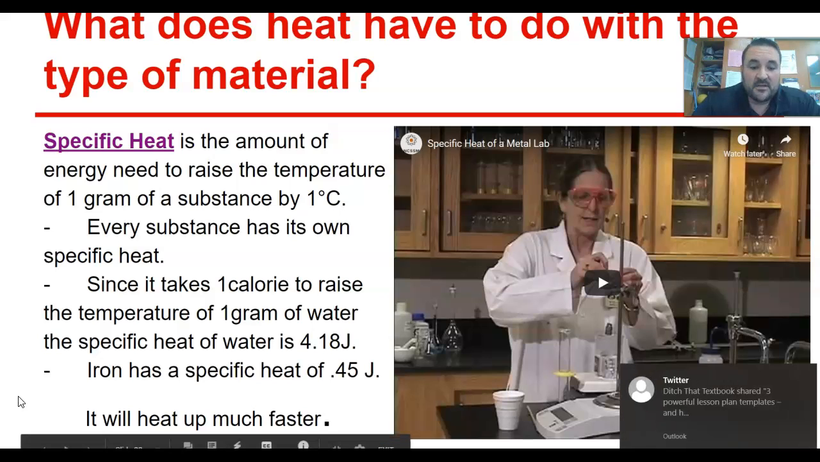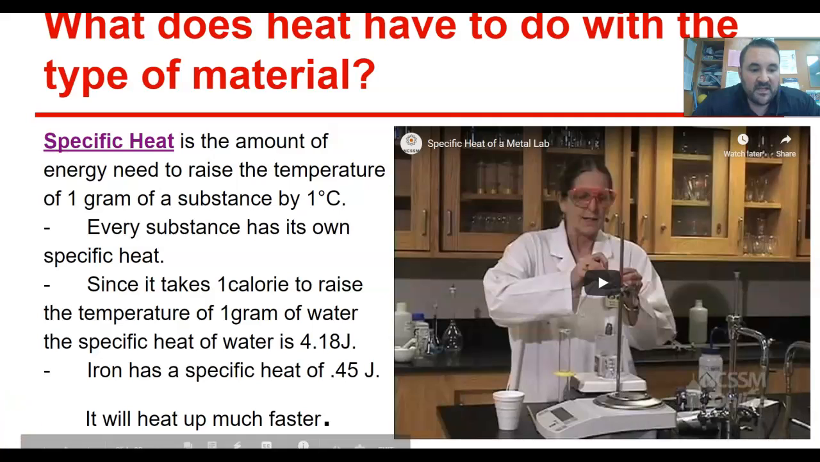If you have a very low specific heat, it tends to heat up very quickly and transfer the heat very quickly. Copper has a low specific heat. Water, styrofoam, things like that are insulators because they have a high specific heat. It takes a lot of energy for them to change temperature.